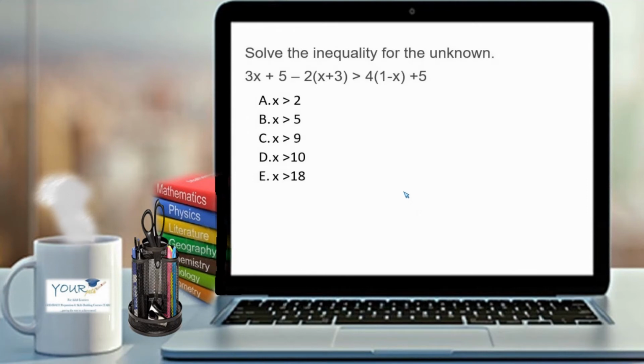So now here's what a test item may look like. Solve the inequality for the unknown. Our unknown in this case will be our x value. And here we have 3x plus 5 minus 2 times (x plus 3), which is greater than 4 times (1 minus x) plus 5. And here are our 5 options. Option A, x is greater than 2. B, x is greater than 5. C, x is greater than 9. D, x is greater than 10. And E, x is greater than 18. So now let's get on to the discussion.